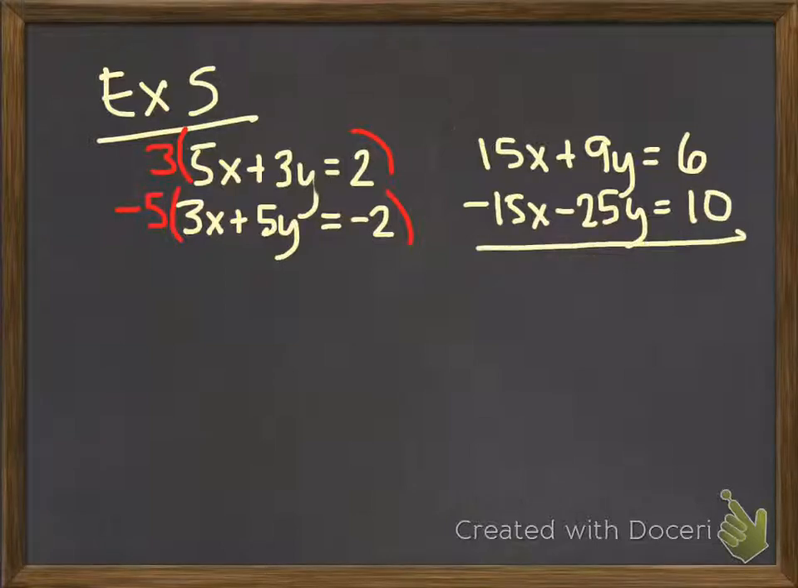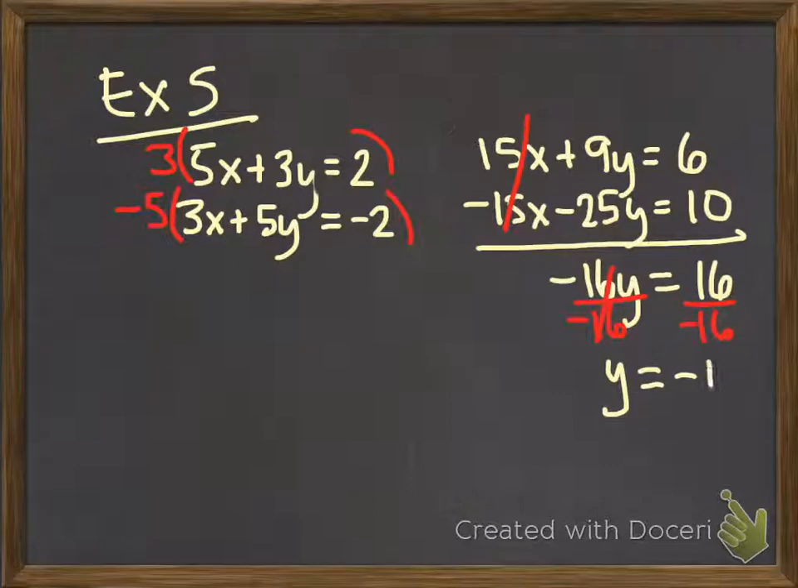Alright, now we can cancel out. The 15x minus 15x is 0. And then we have 9y minus 25y is negative 16y. And 6 plus 10 is 16. Divide both sides by negative 16. You're always going to divide by the number attached to the variable. Y equals negative 1.